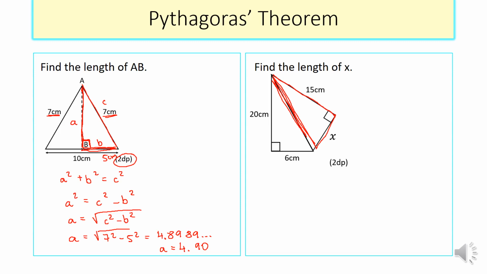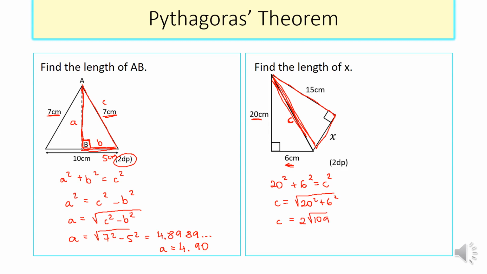So 20 and 6 are two shorter sides, okay? So I need to square 20, I need to square 6 and add them together. I'm going to mark this hypotenuse as C, so that's going to give me C squared. So if I calculate and I square root the answer, I'll get 2 root 109.